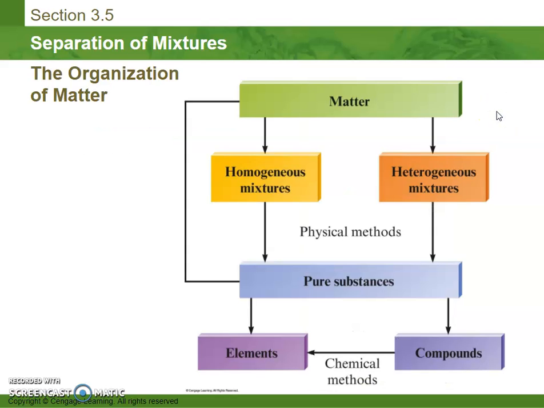So here's a flowchart showing us how matter can be classified. It can be classified into a homogeneous mixture, which remember is the same throughout, and heterogeneous mixtures, which are different throughout. Both can be made up of pure substances, whether those are compounds or elements. Compounds can be broken down into elements by chemical methods through a chemical reaction.